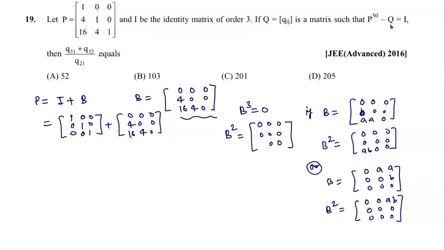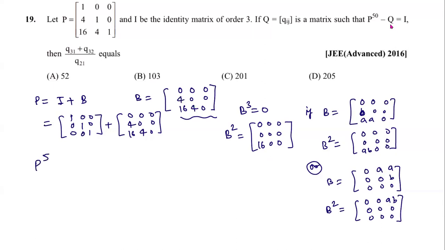Sir, B square will be AB. That's 16. AB. AB, no? Yes, sir. AB. Correct? Yes, sir. That AB, 16. No? Yes, sir. Now the rest is done.